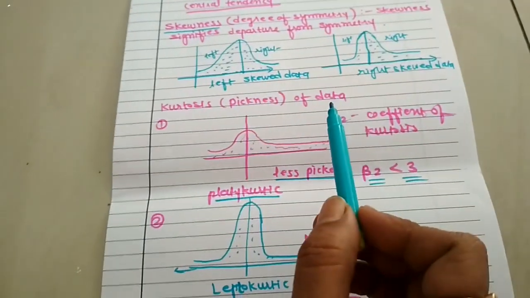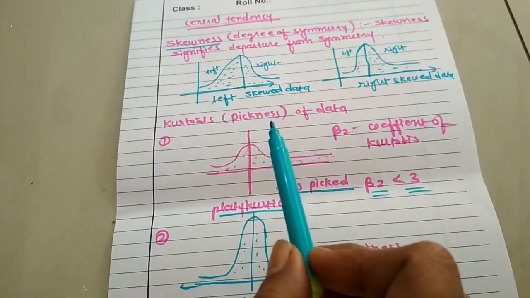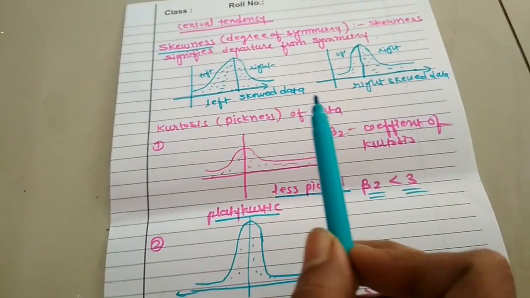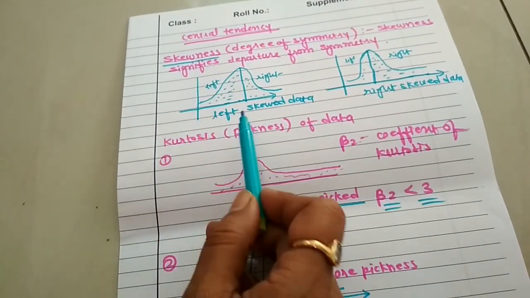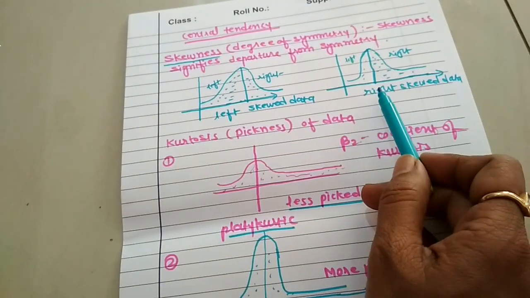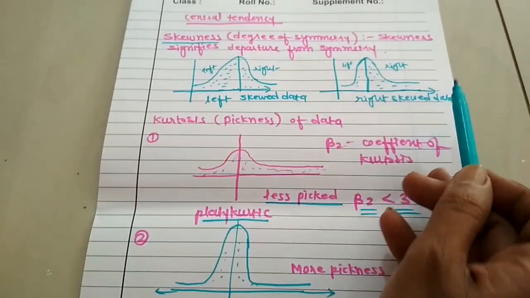So from the skewness we can get the degree of symmetry of the given data, which signifies the departure from the symmetry. If more data is on the left side, then it is called left skewed data. If more data is on the right hand side, then it is called right skewed data.